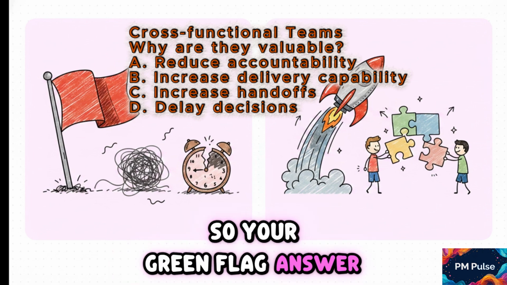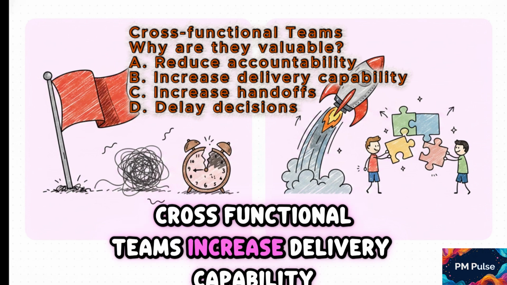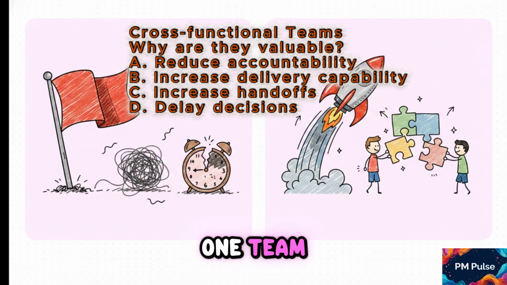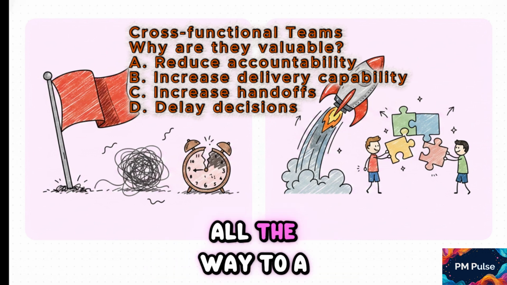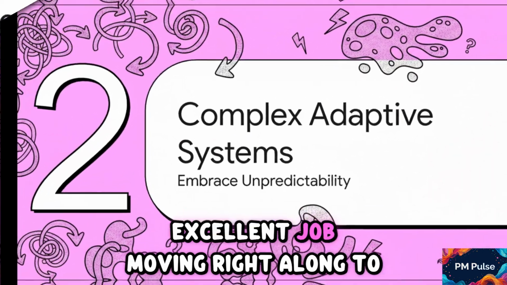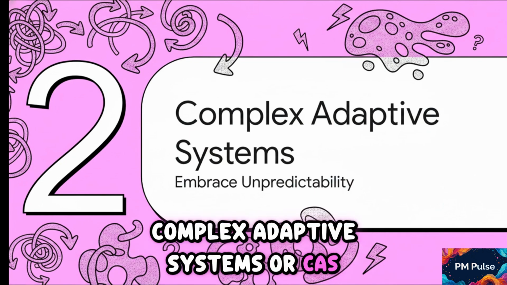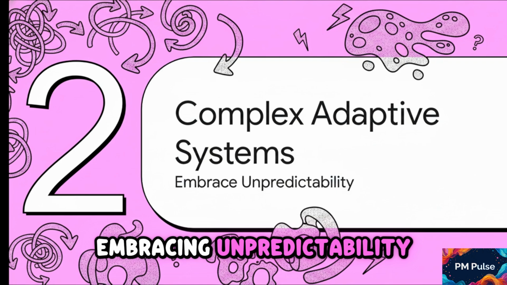So your green flag answer is that cross-functional teams increase delivery capability. You've got every single skill you need right there in one team to take a feature from a sticky note all the way to a finished product. Excellent job. Moving right along to Section 2, Complex Adaptive Systems, or CAS, embracing unpredictability.